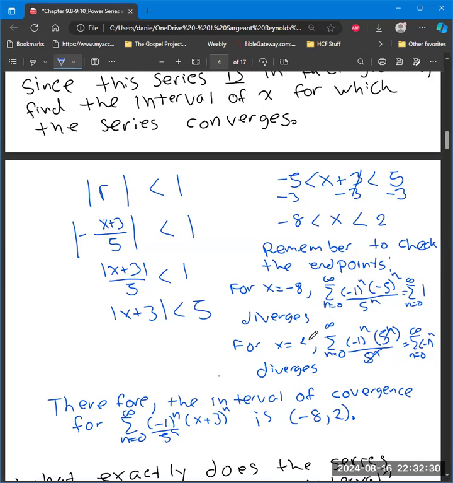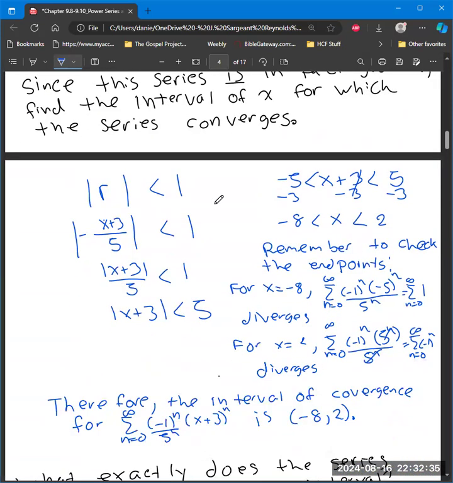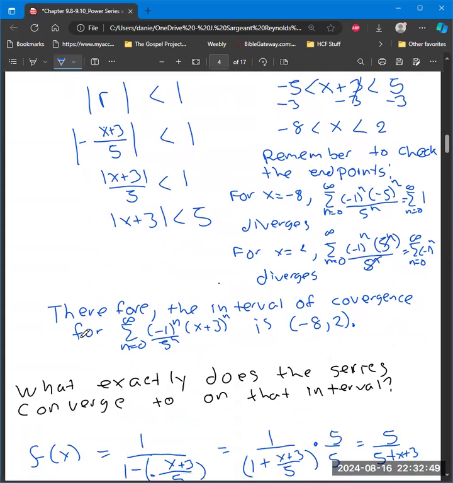If I stick in 2, then 2 plus 3 is 5 to the n. And this 5 to the n and this 5 to the n will cancel. And that's -1 to the n, which is 1, -1, 1, -1, and we know that diverges. Therefore, the interval of convergence for the summation from n equals 0 to infinity of -1 to the n over 5 to the n times x plus 3 to the n is the open interval from -8 to 2, or we could write that as x is between -8 and 2, not included.